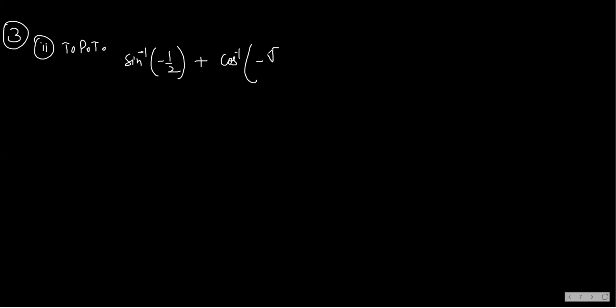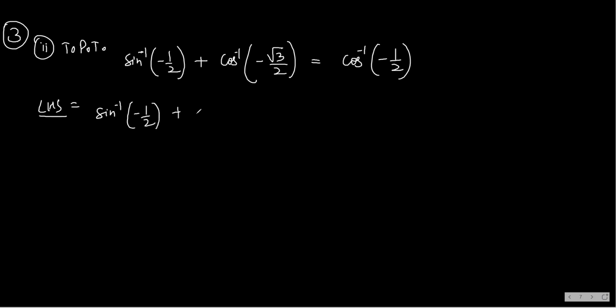Now we go for question number 2, that is 3.3 question 2. We have to prove that sine inverse of negative half plus cos inverse of negative root 3 by 2 is equal to cos inverse of negative half. So we will begin with LHS. In this, we'll have to solve both LHS as well as RHS. So here we have sine inverse of negative half plus cos inverse of negative root 3 by 2.